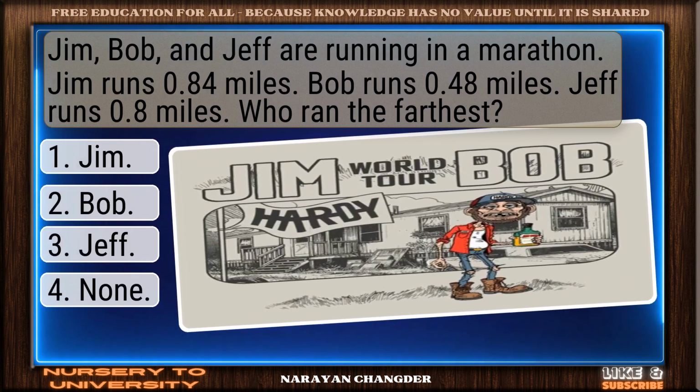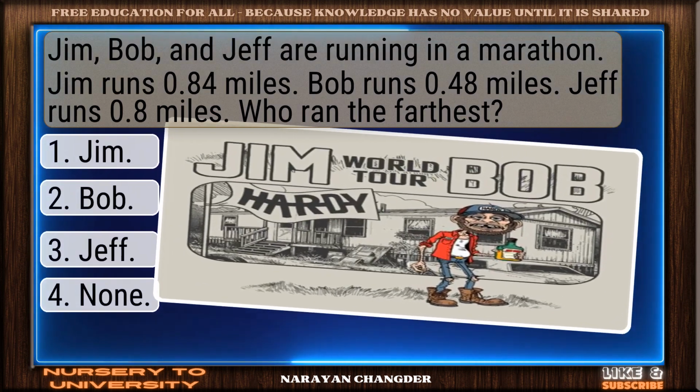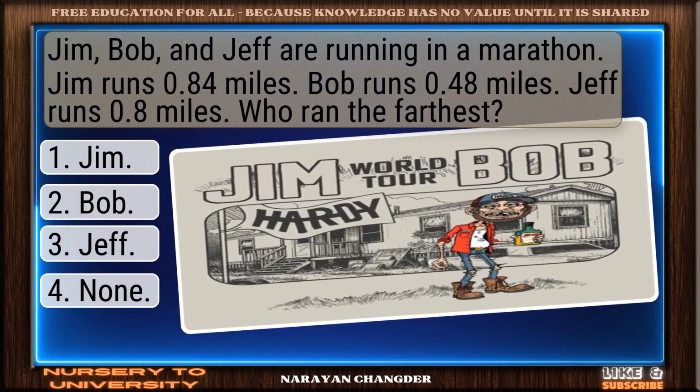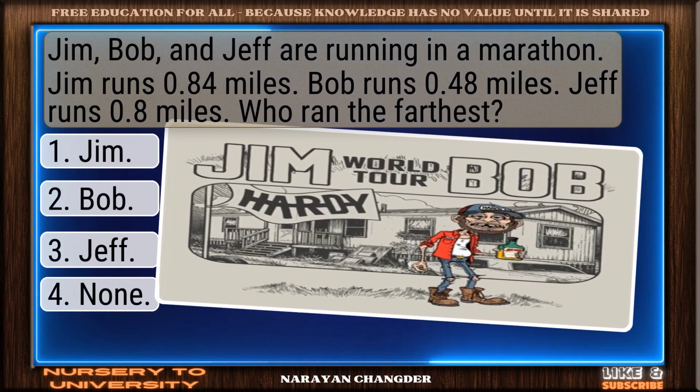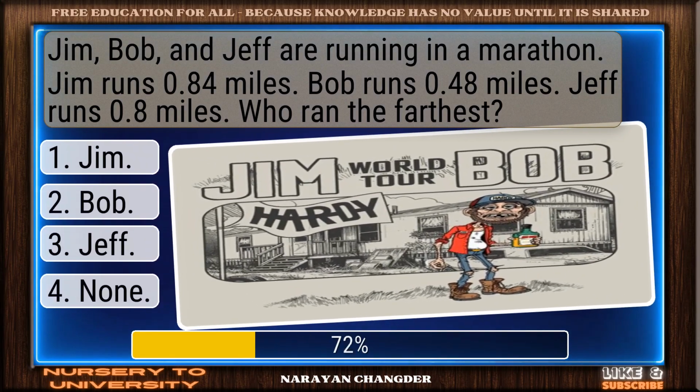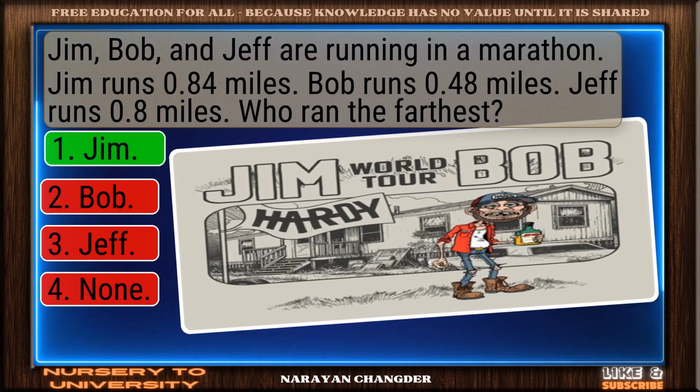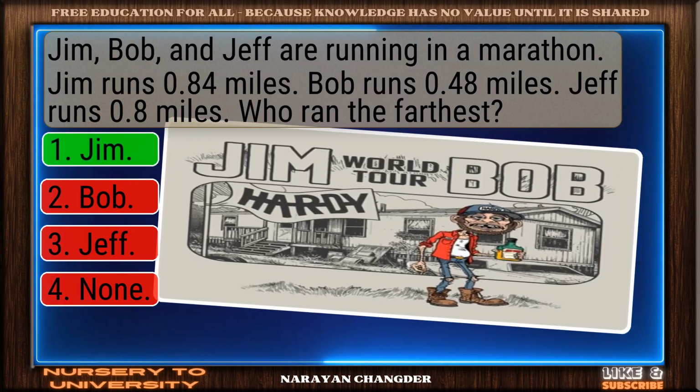Jim, Bob, and Jeff are running in a marathon. Jim runs 0.84 miles. Bob runs 0.48 miles. Jeff runs 0.8 miles. Who ran the farthest? Right choice. Jim is the best answer.